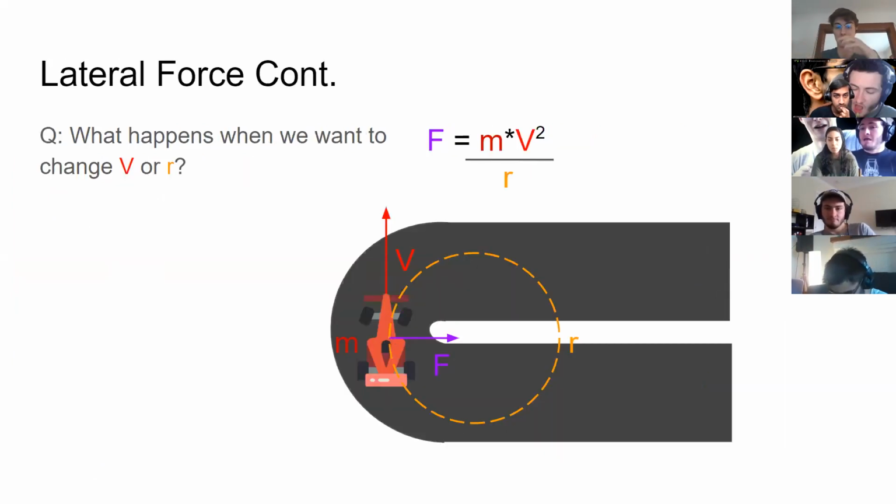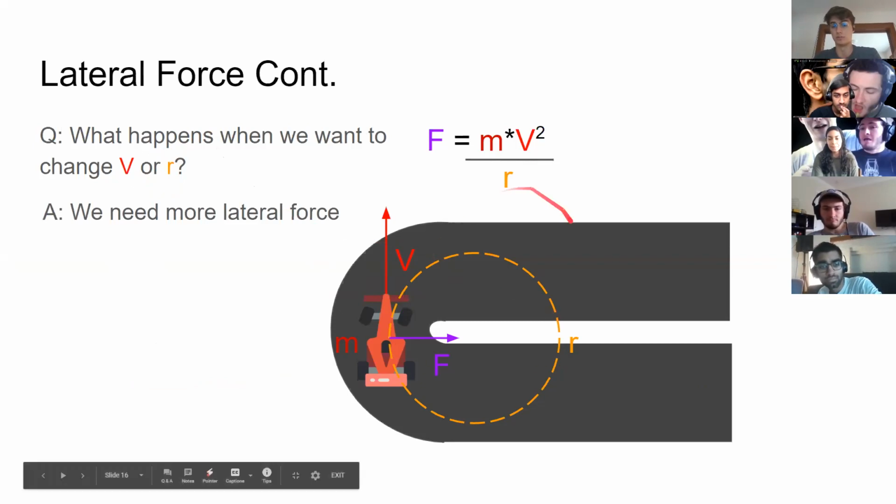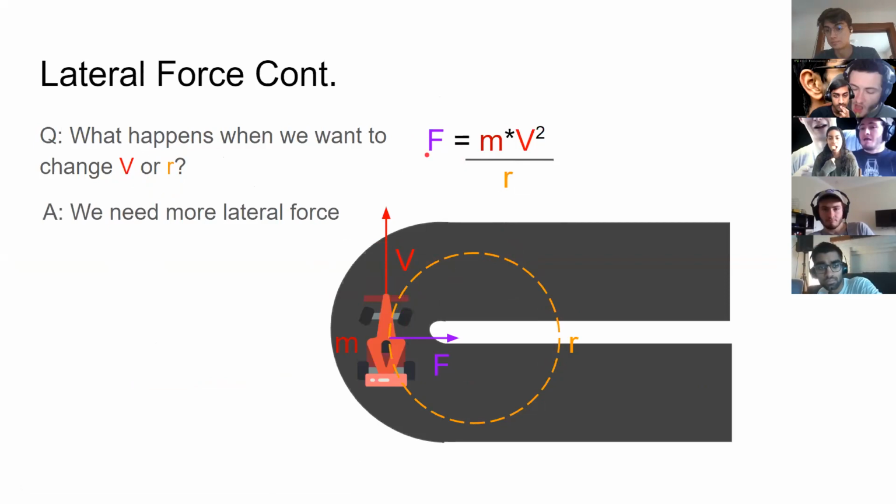So again, going back to this equation, what happens when we want to change the velocity or the radius of turn? The answer is we need different amounts of lateral force. Say if we wanted to make this turn faster, we would need higher lateral force, right? That's basically it. If we want to make a tighter turn or have faster speed, we need more lateral force.